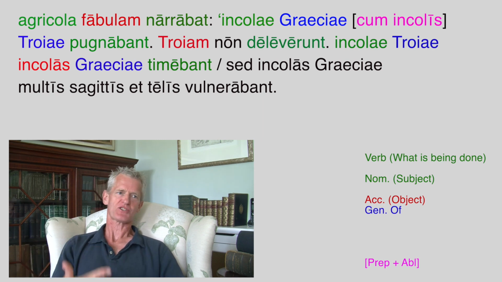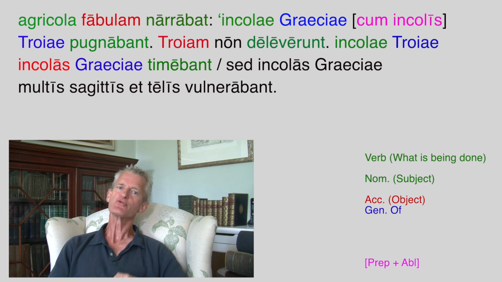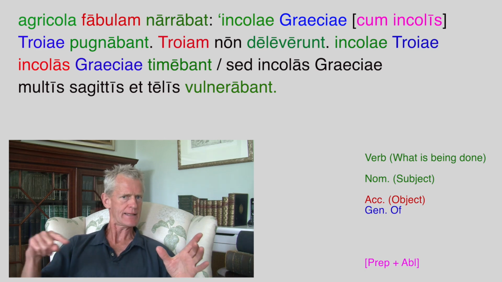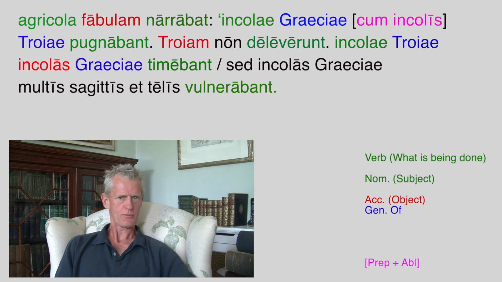So we've got incolas Graeciae, multis sagittis et telis, okay, loads and loads of words. What do you do? You go to the verb, right? All the way down to vulnerabant. Third person plural, they, or a noun in the nominative plural. Okay, well, is there a noun in the nominative plural? We've got incolas, Graeciae. Now, Graeciae, AE, looks nominative plural, except that Graecia means Greece, and you can't have that in the plural, so it's not nominative plural. Incolas is definitely not nominative plural.